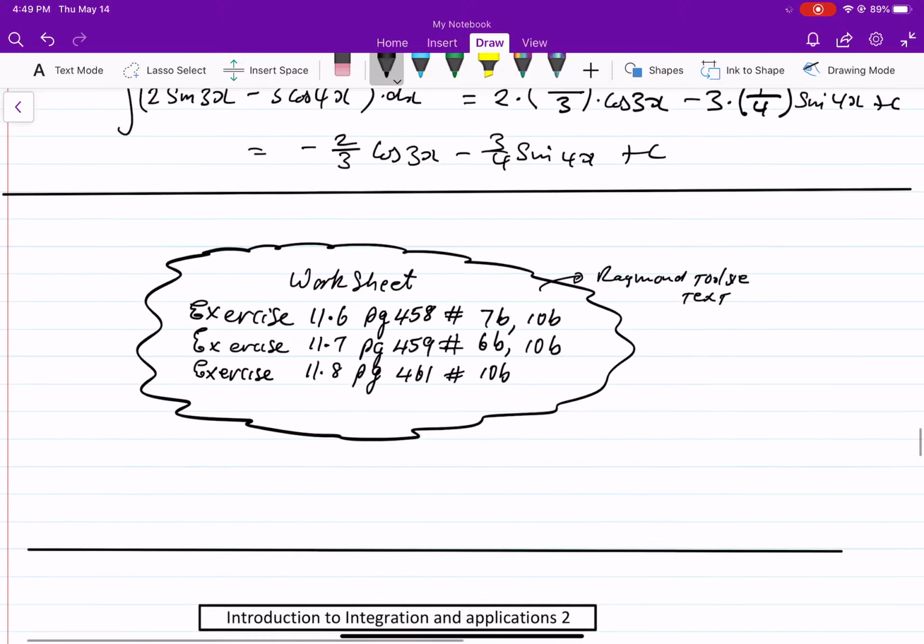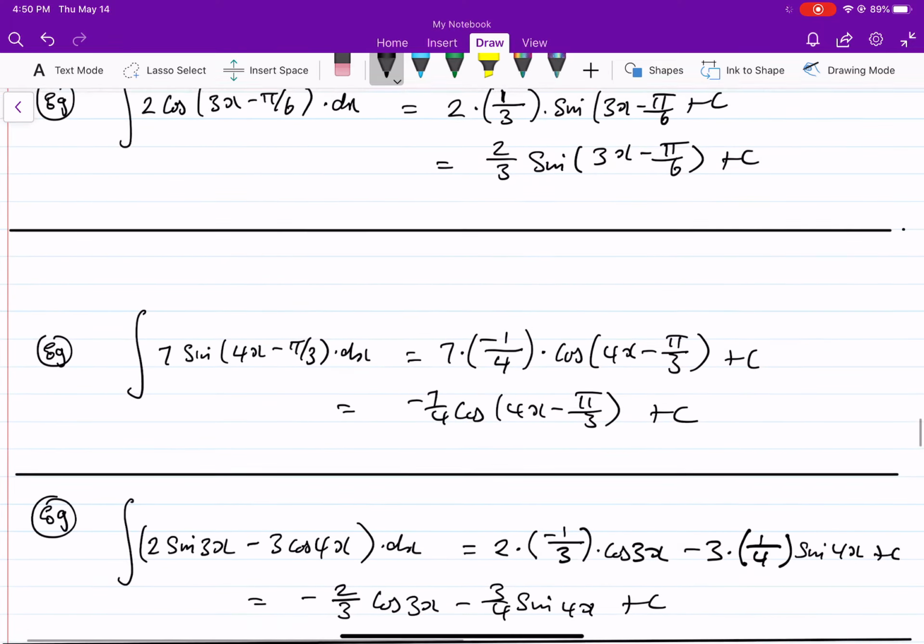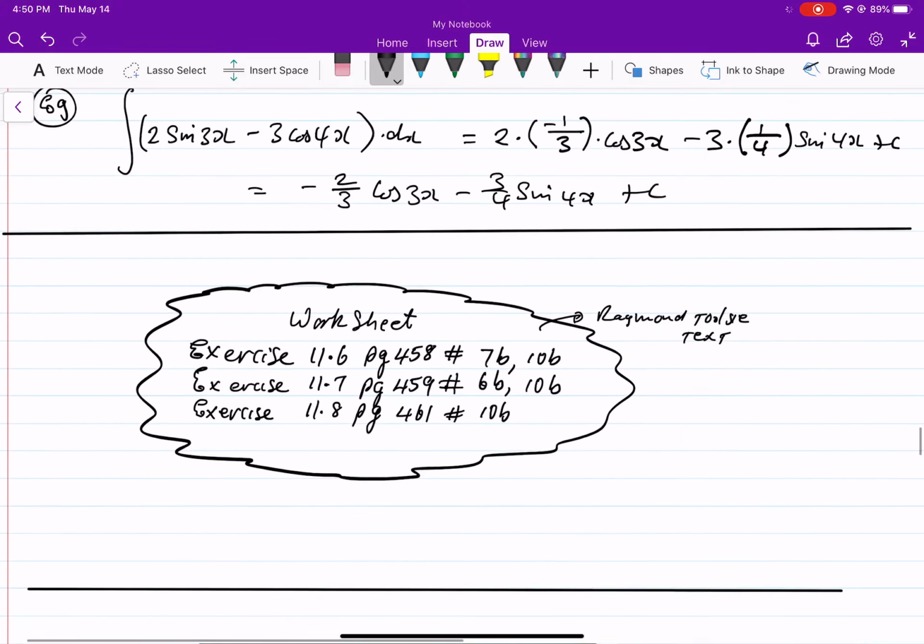All right, now the worksheet comes from the Add Maths text, the Raymond Toolsie text. Again, everyone is responsible for these problems. Everybody's responsible. I didn't give that many: 7B, 10B, 6B, 10B, 10B. There are only 5 problems there. I think they give you a workout, and whatever I have up there, I should have given more.